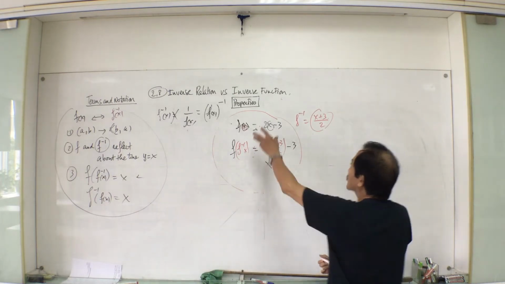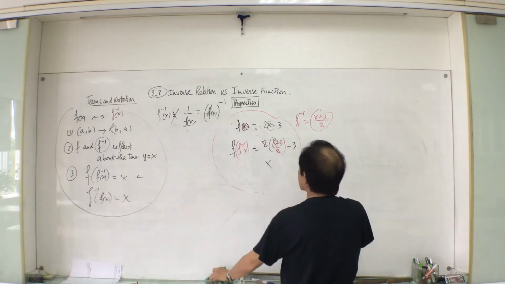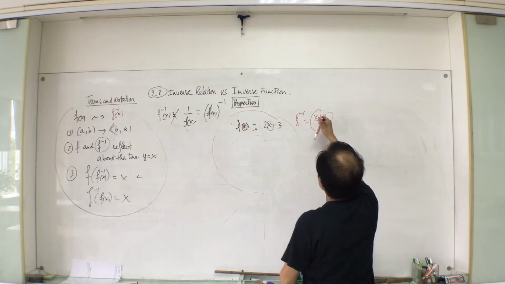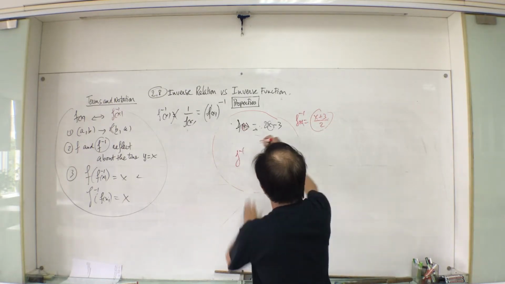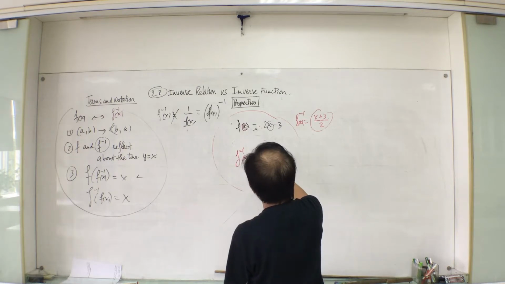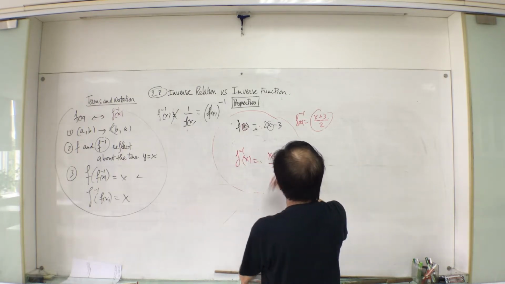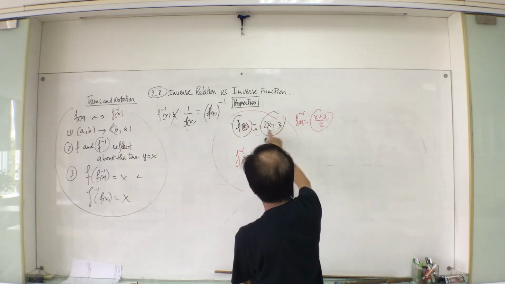Now how about if I put the whole f inside the f inverse? So let me erase this. Now I start with f inverse of x equals x plus 3 over 2. Now I plug the whole f into the f inverse. That means I put the whole thing in here.